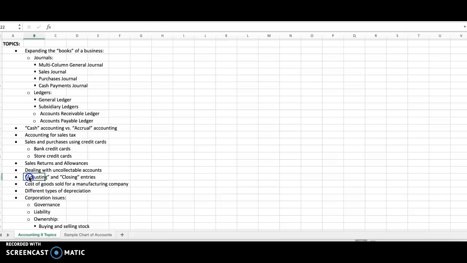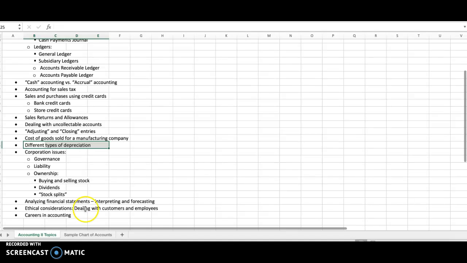We've already looked at closing entries a little bit at the end of semester 1. We will be adding to it something called adjusting entries, and we'll be handling that at the end of the accounting cycle. Cost of goods sold, you are a little bit familiar with that with a merchandising business. This will deal with cost of goods sold for a manufacturing company, just a little bit different. You learned a little bit about depreciation. Basically, we looked at straight line depreciation, and there are a few others that we will take a look at.